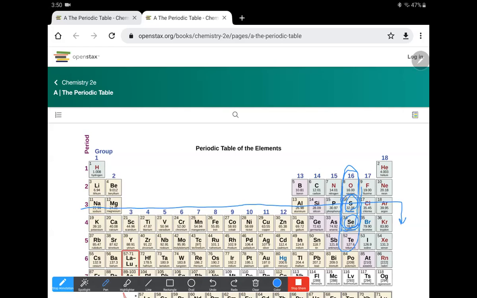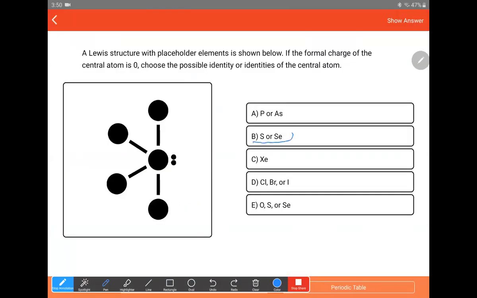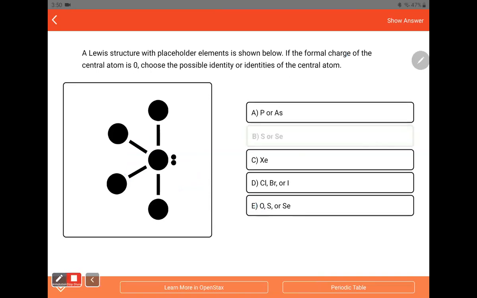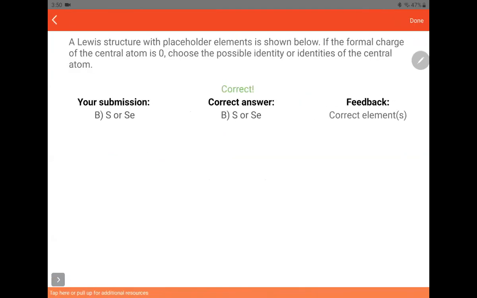So if we jump back, we see this response here. Now you might have thought this one, right? But that oxygen is not available to exceed the octet, right? Because we have 2, 4, 6, 8, 10. So kind of a two-part question: formal charge and exceeding the octet, which leads us just to B. There we go.